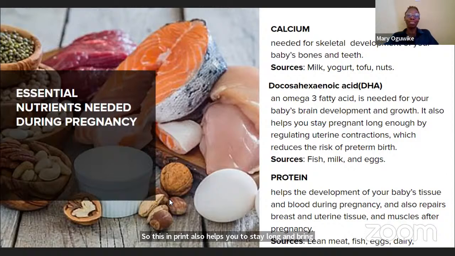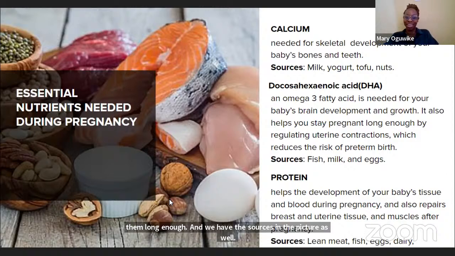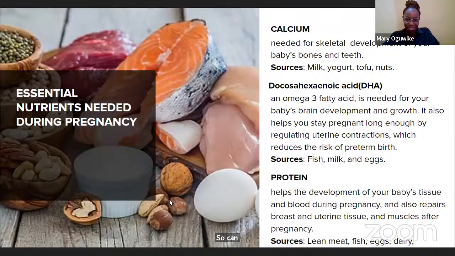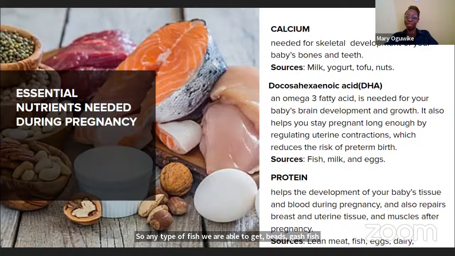So can someone type a source of DHA? No one has typed a source of DHA. There is Expo. Someone said fish. Yes, thank you. Fish and seafoods in general, because omega-3 is gotten from seafood. So any type of fish you are able to get, be it catfish or mackerel or Titus, they are all sources of omega-3 fatty acids.